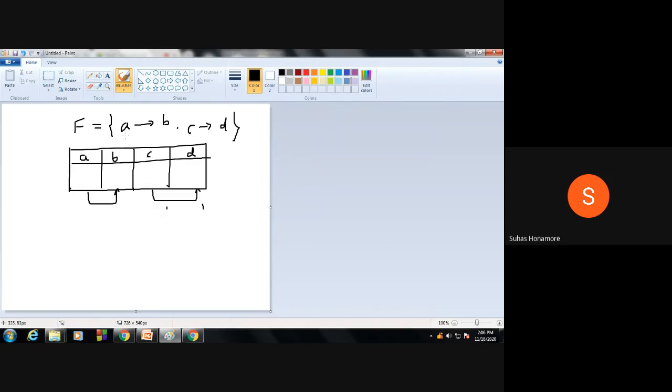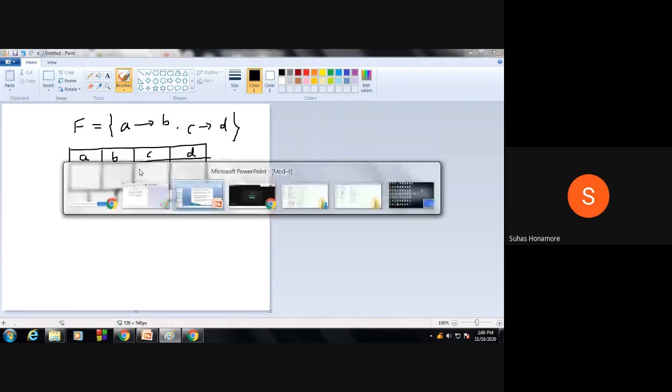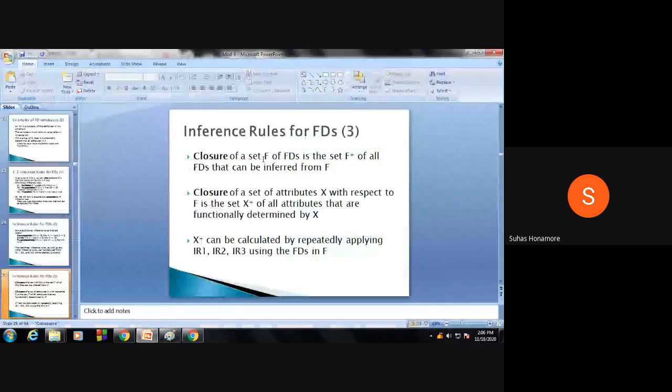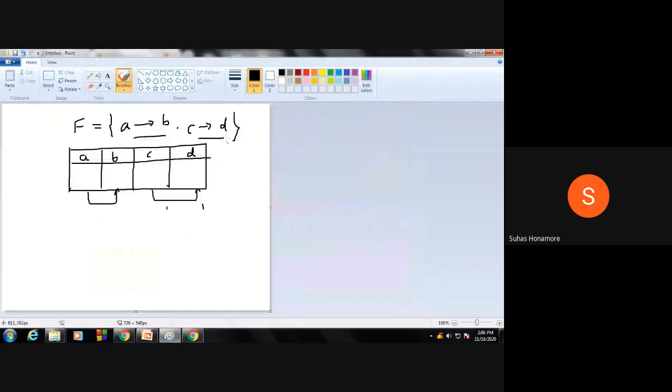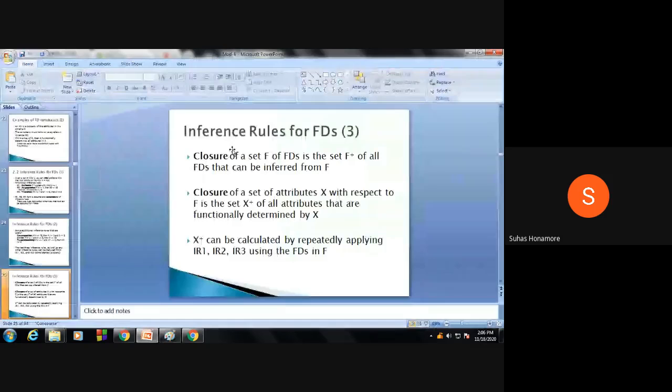So here we have A to B and C to D, two functional dependencies in the relation. These two together we write and denote by one set name, that is F. Now for this, that is the closure of the set F of FDs, it contains the first FD and the second FD. F plus is the set of all FDs that can be inferred from F.